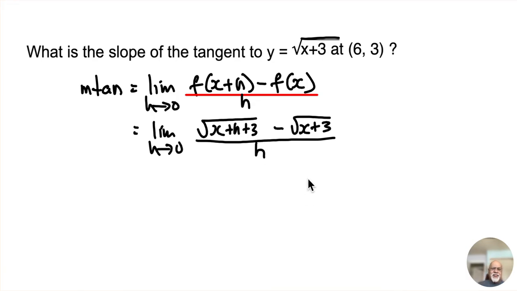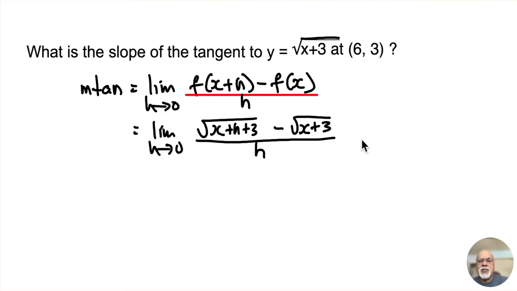Now, you may think this looks hopeless. How are we possibly going to get an h out of the top there to cancel this h? Well, you'll recall when we did one of the other limits in a previous episode in the series, we talked about rationalizing the numerator. And so that's what I'm going to do here.